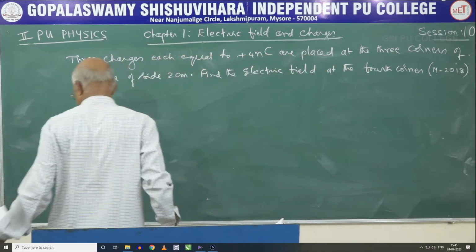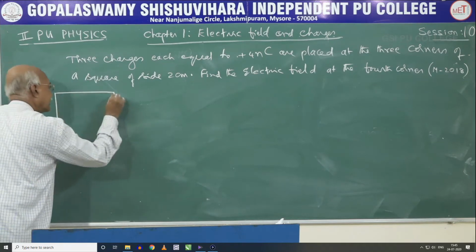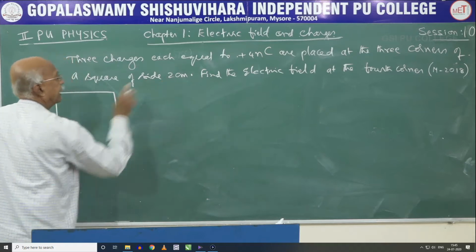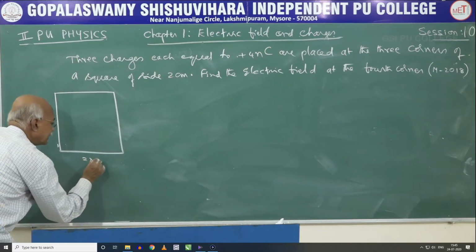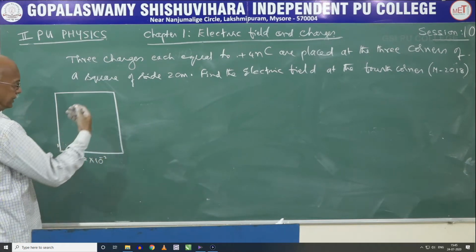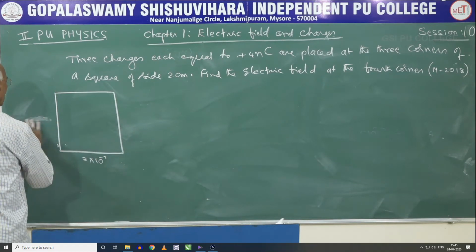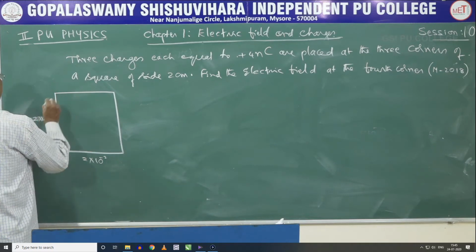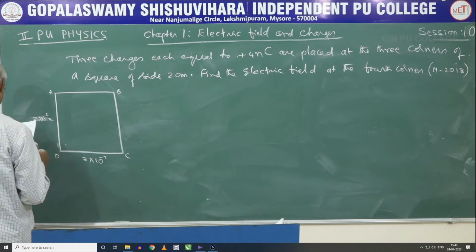Consider the data given, we will write like this. Here we have got a square. This side of the square has length equal to 2 centimeters. It should be written in terms of SI system, therefore 2 into 10 to the power of minus 2 meter. Now all the sides are equal to 2 into 10 to the power of minus 2 meter. We will name the corners as the points A, B, C, D.